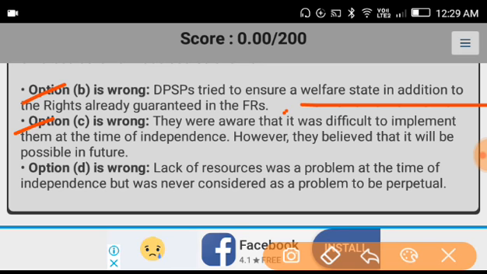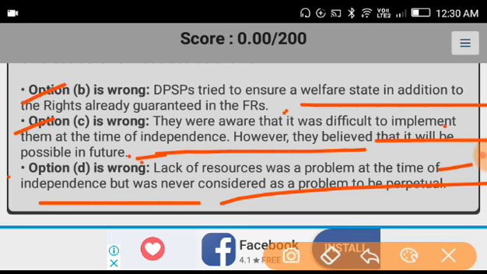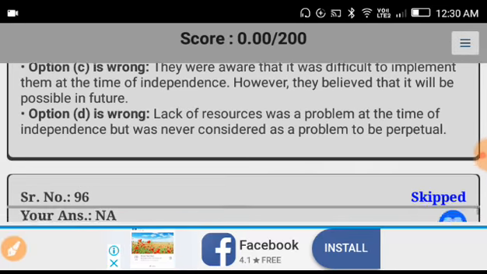They were aware that it was difficult to implement them at the time of independence. However, they believed that it would be possible in future. So this statement is wrong. And statement D is wrong. Lack of resources was the problem at the time of independence, but was never considered a problem to be perpetual. So our answer is A.